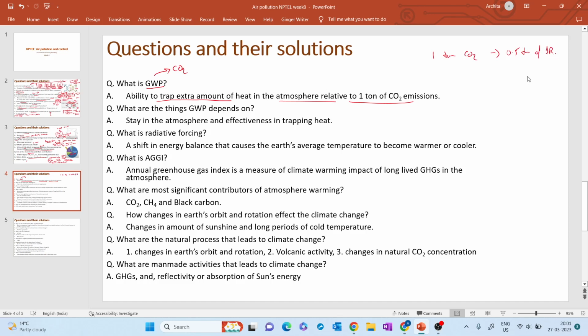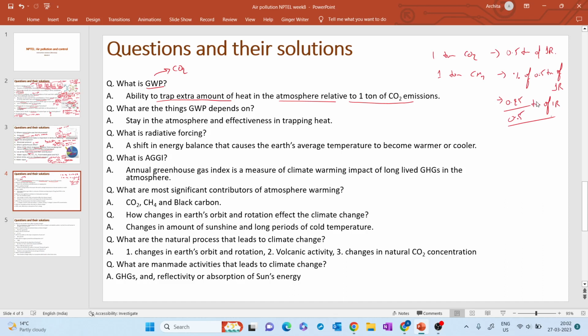infrared rays. Now, with respect to this, if I have 1 ton of CH4, how much percentage of this 0.5 will it absorb or trap? That is its global warming potential. Let's say it absorbs 0.25 tons. So it is 0.25 by 0.5 ton of infrared. That is its global warming potential. I am telling it in very simple terms.